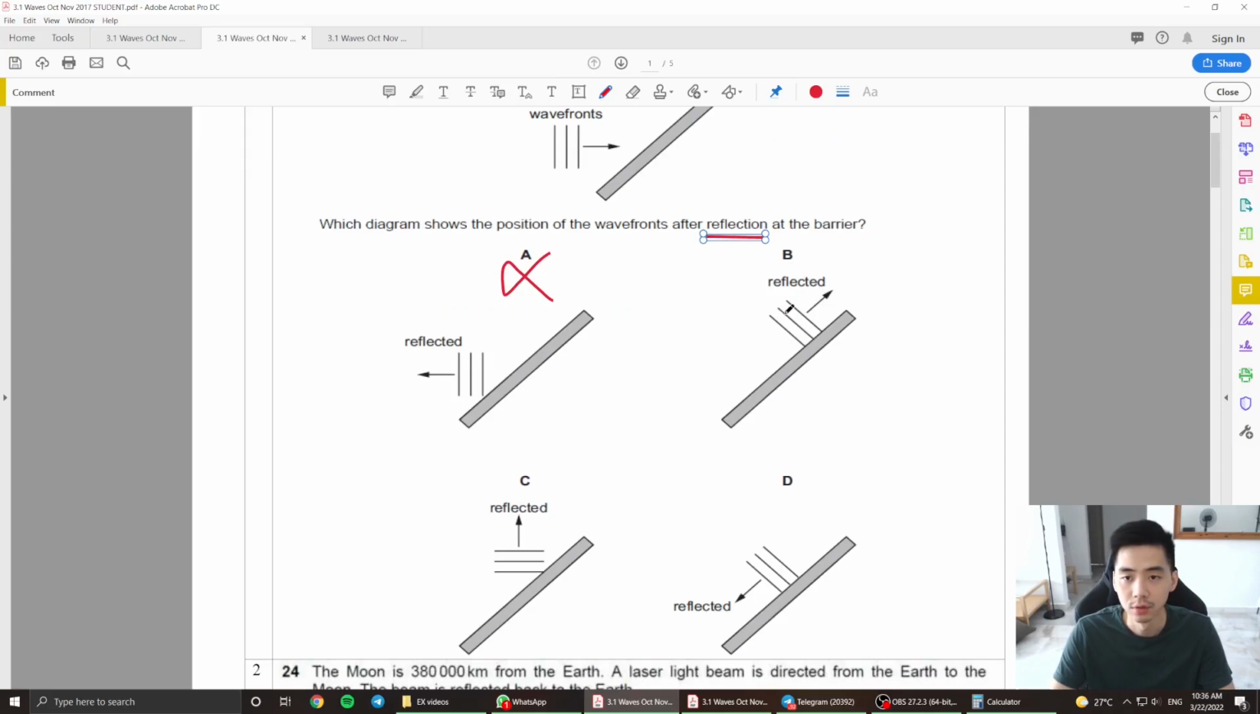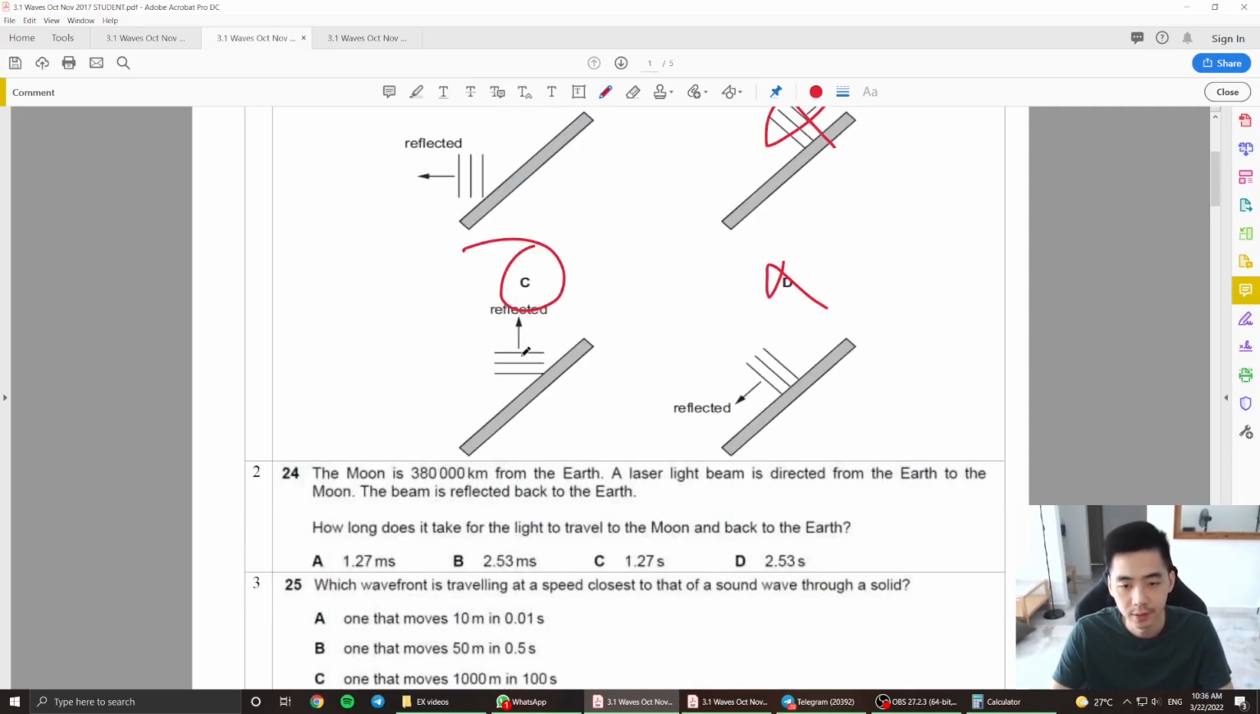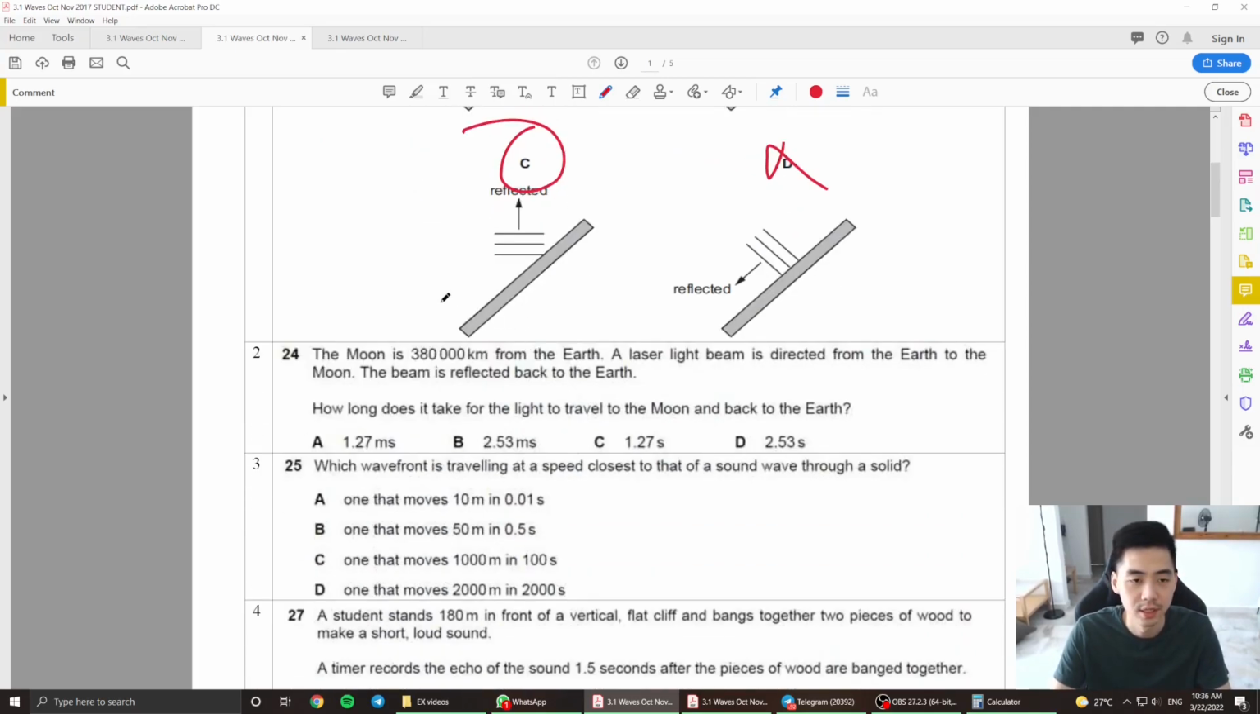This is not logical. This is not logical as well. The only logical answer is going to be this, right? I mean, this is as logical as it is already.